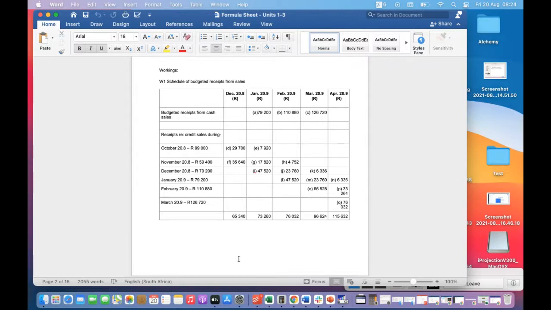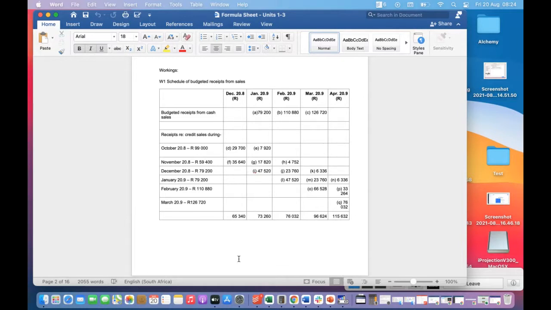Sometimes they'll give you the actual credit sales for the previous months, because October, November, and December happened, so we know the actual credit sales. But because we're doing the budget for January, February, and March, you won't know the actual credit sales. Does that make sense? So they'll tell you, we budget that we're going to have these amounts, and then you just work off of those. Remember, it's a budget, it's a forecast, it's a prediction, but it's not to say that's exactly how much money we're going to receive. It just allows you to have a ballpark figure.